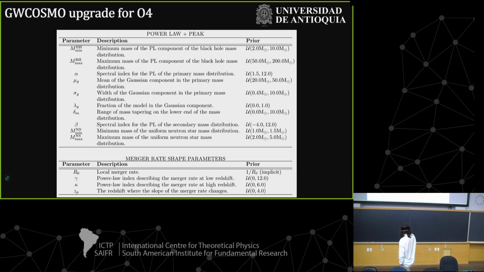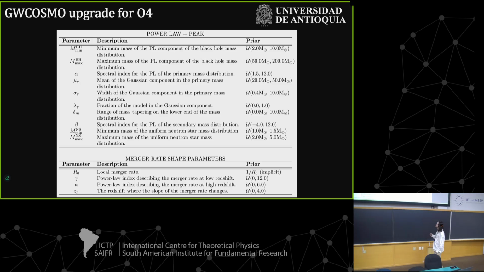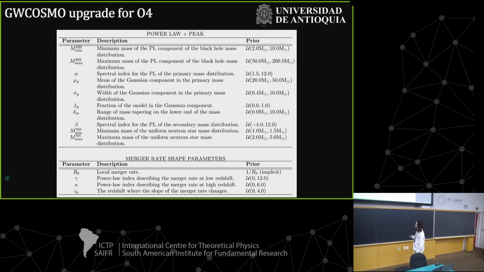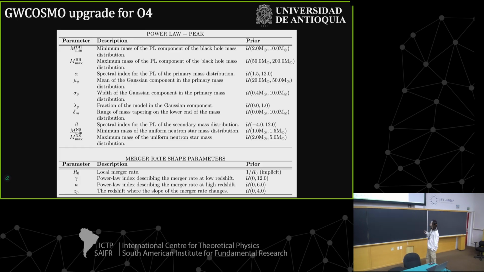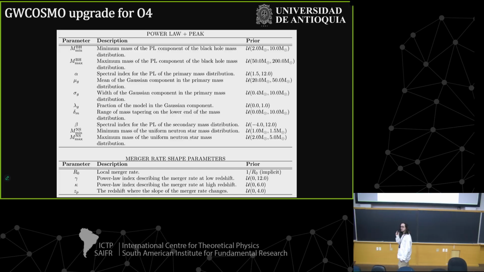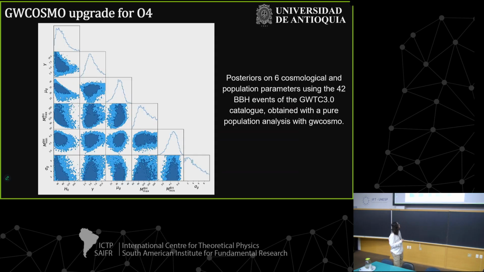And then there is this parameter for the secondary mass, and then the minimum and maximum masses of the neutron stars. Here we have the parameters describing the merger rate. So gamma, kappa, and zeta p are parameters describing this Madau-Dickinson distribution. And the local merger rate in this case is not relevant because this prior guarantees that the results are independent of this parameter. So that's the idea in this case.